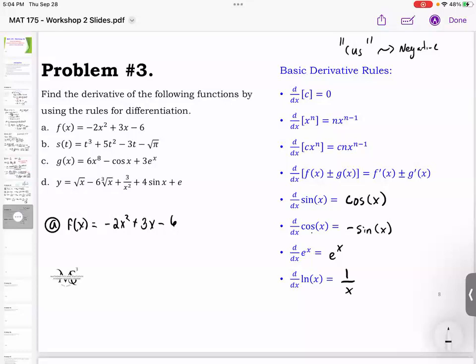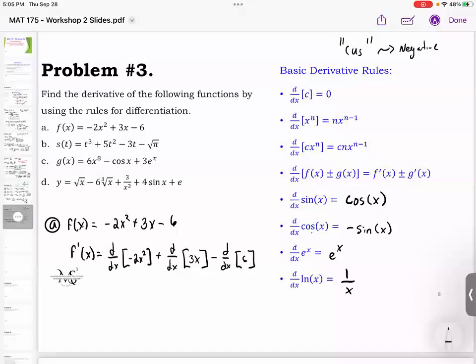So essentially, I'm applying a few different rules here. The first rule that I can apply is the fourth one. If I want to find the derivative of this function, essentially I have to find the derivative of all of its terms. Right? So I can rewrite this as saying f prime of x is equal to the derivative with respect to x of negative 2x squared plus the derivative with respect to x of 3x and the derivative with respect to x of 6. That's my first line.